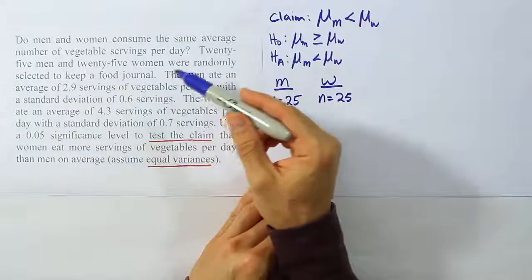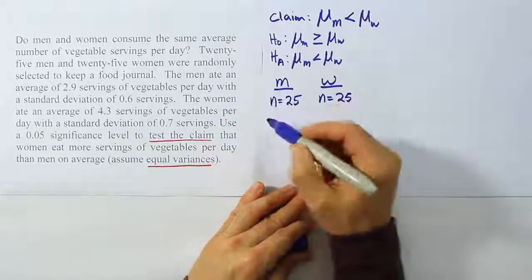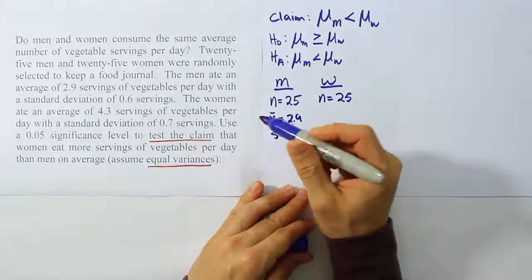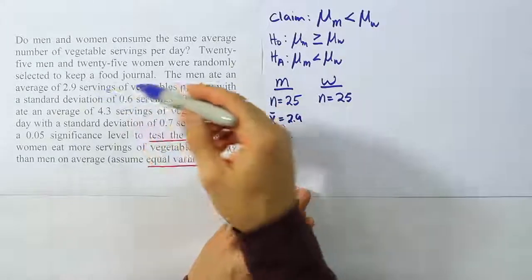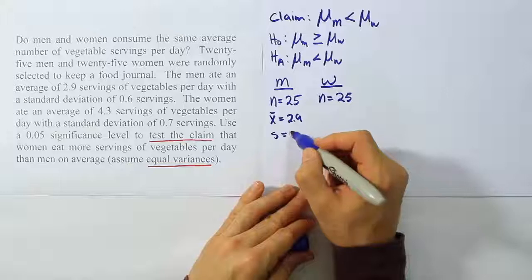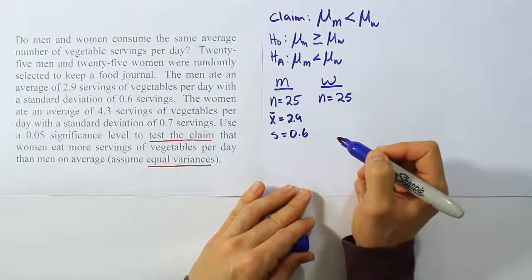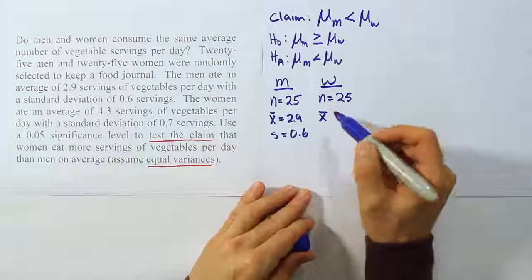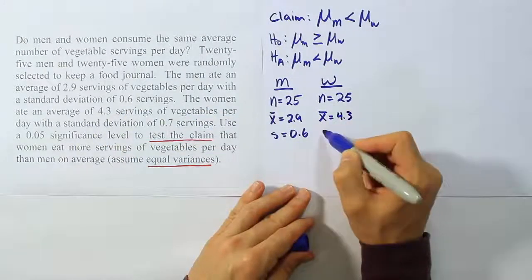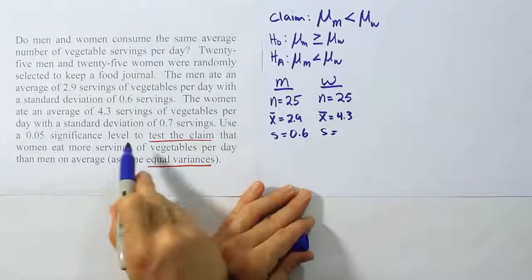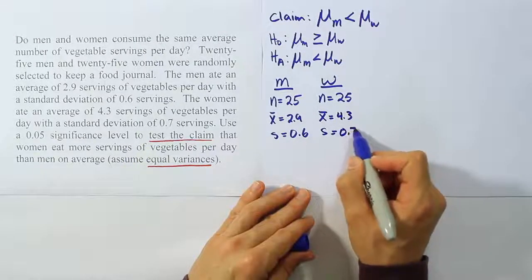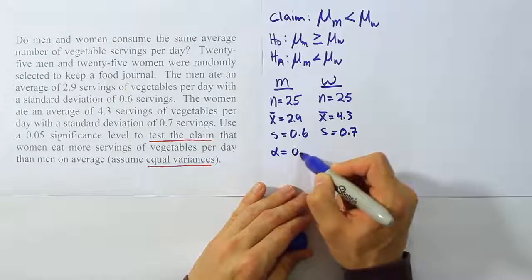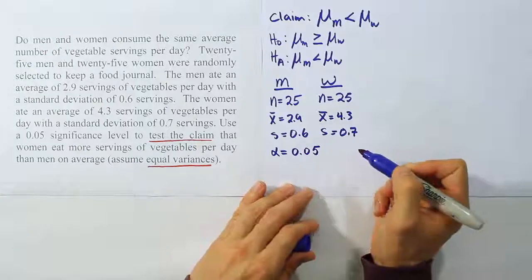They are randomly selected to keep a food journal. The men ate an average of 2.9 vegetables, so for the men, the X bar is 2.9, with a standard deviation of 0.6 as our standard deviation. And then it says that women ate an average of 4.3 servings, so 4.3, with a standard deviation of 0.7. Then it says use a 5% significance level, so that's our alpha, 0.05. Okay, so we have our data.